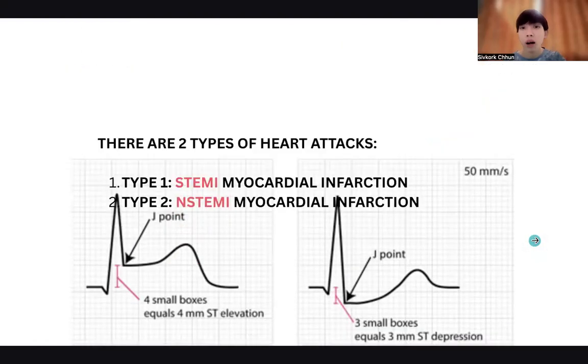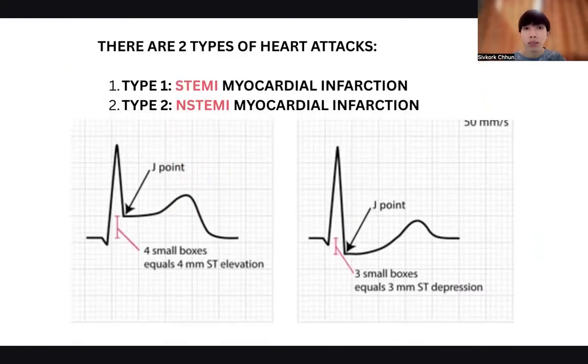So there are two types of heart attacks. Type 1, we call STEMI myocardial infarction. Type 2, we call NSTEMI myocardial infarction. So type 1, the STEMI myocardial infarction, is when the coronary artery is completely blocked and the majority of heart muscle cells, known as cardiomyocytes, get damaged. That is indicated in the ECG, which displays the ST segment elevated.